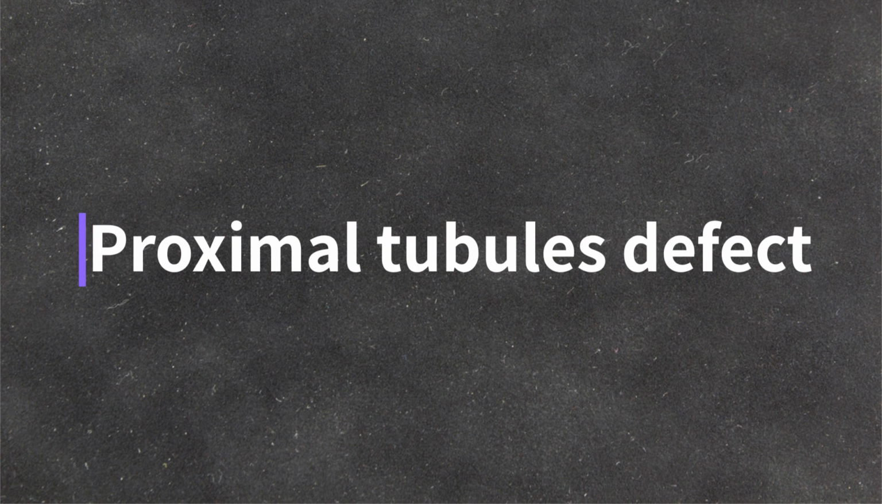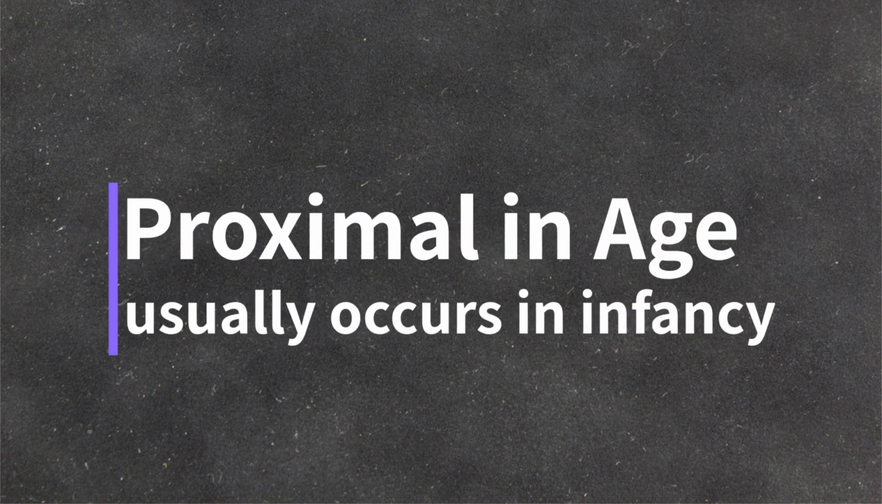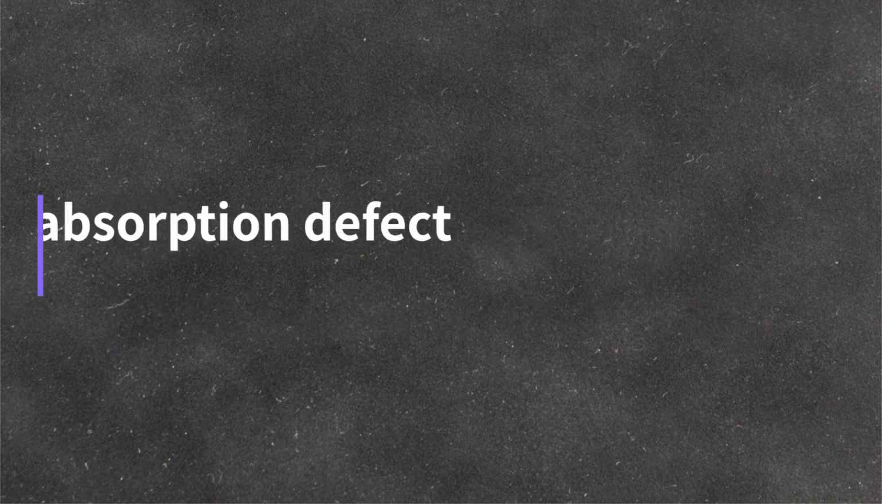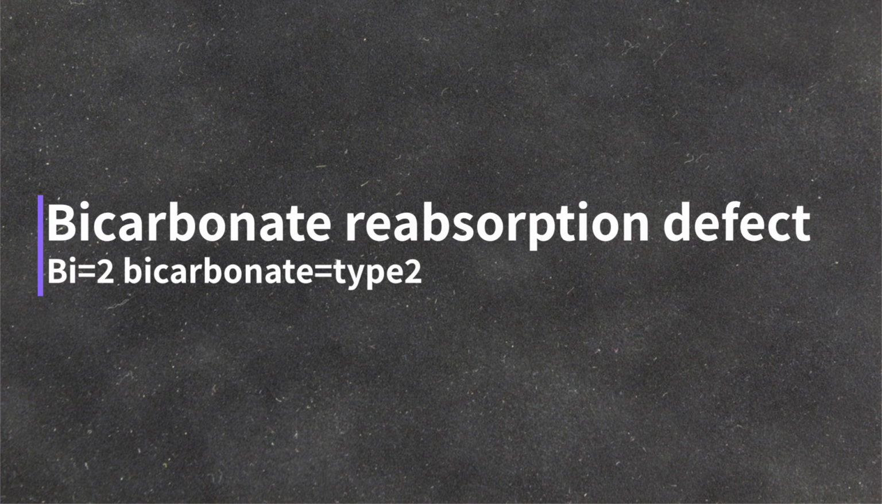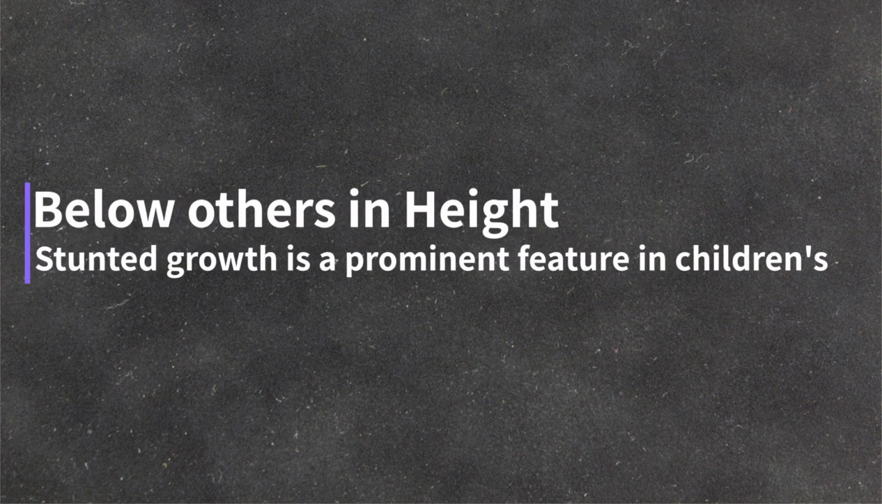Proximal tubules defect. Proximal in age, as it usually occurs in infancy. Bicarbonate reabsorption defect. Also remember that bi equals 2, so bicarbonate equals type 2. Below others in height, so stunted growth is a prominent feature in children.